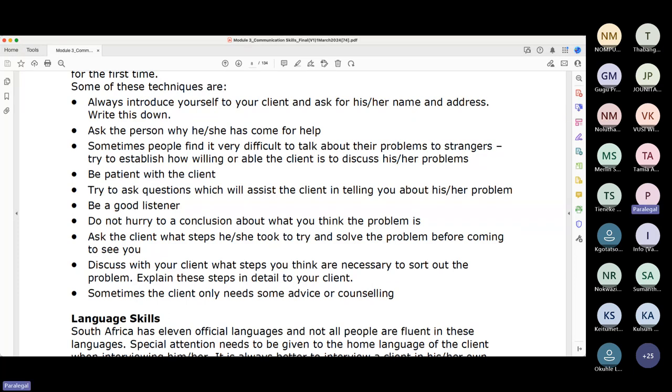Try to ask questions which will assist the client in telling you what they need to say. Do not hurry to a conclusion about what you think the problem is.